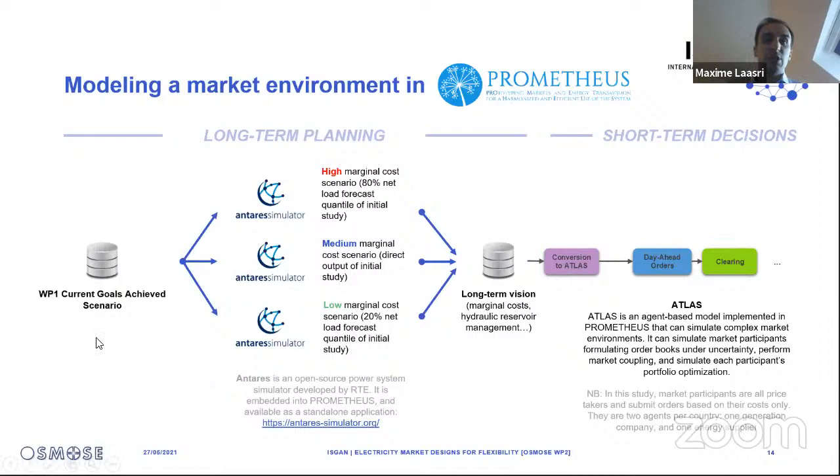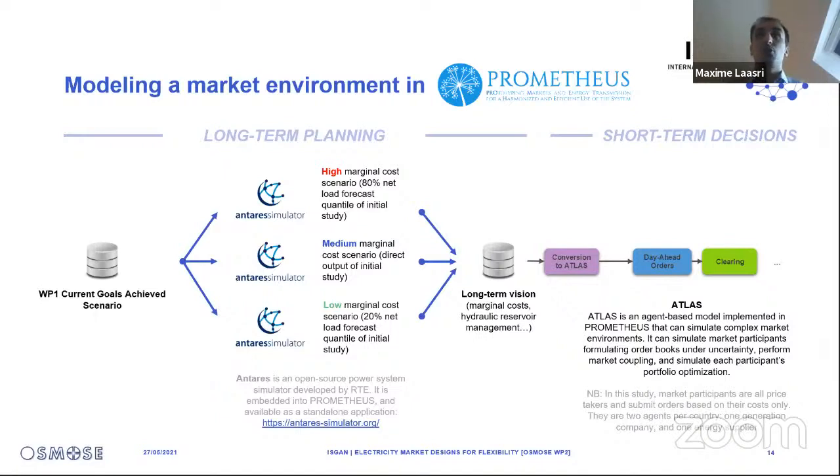So more concretely for that study, we used one scenario from work package 1. So remember, WP means work package. We use one of their outputs. It's called current goals achieved. Now, I'm not going to go into detail about what's inside this scenario because it's part of the work from WP1, and we have several public deliverables that detail the findings of work package 1, online on OSMOSE's website, and you can read them whenever you want. I think there's also a webinar that was recorded on that topic, so definitely check it out if you're interested in the scenario.